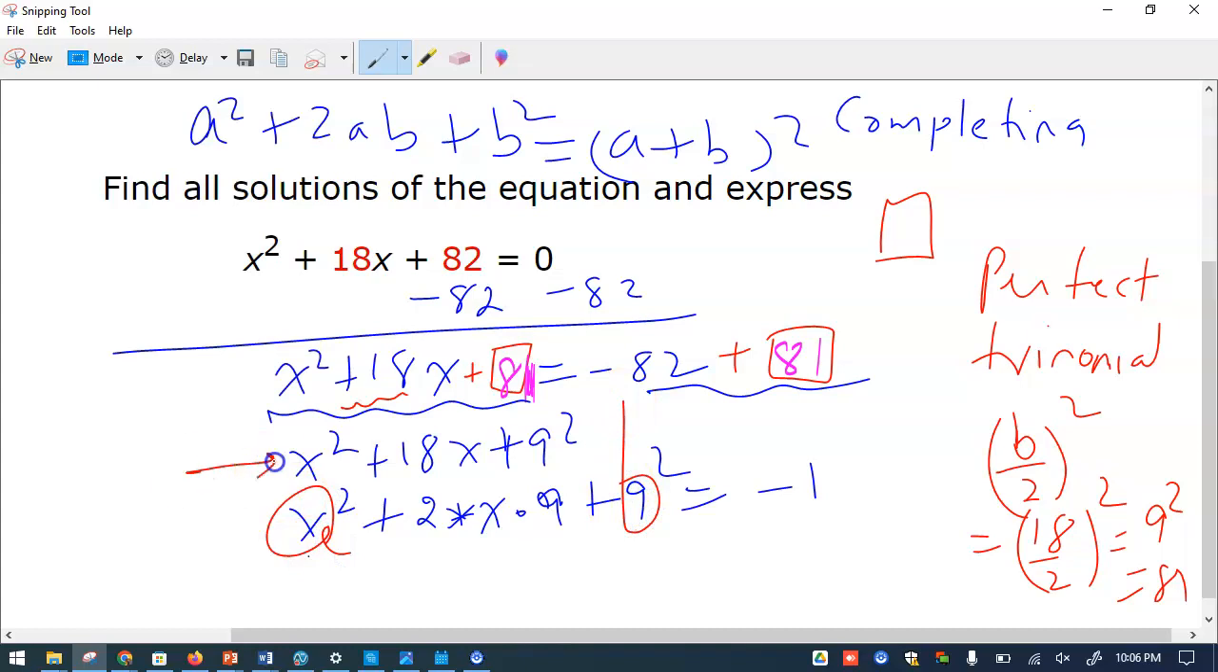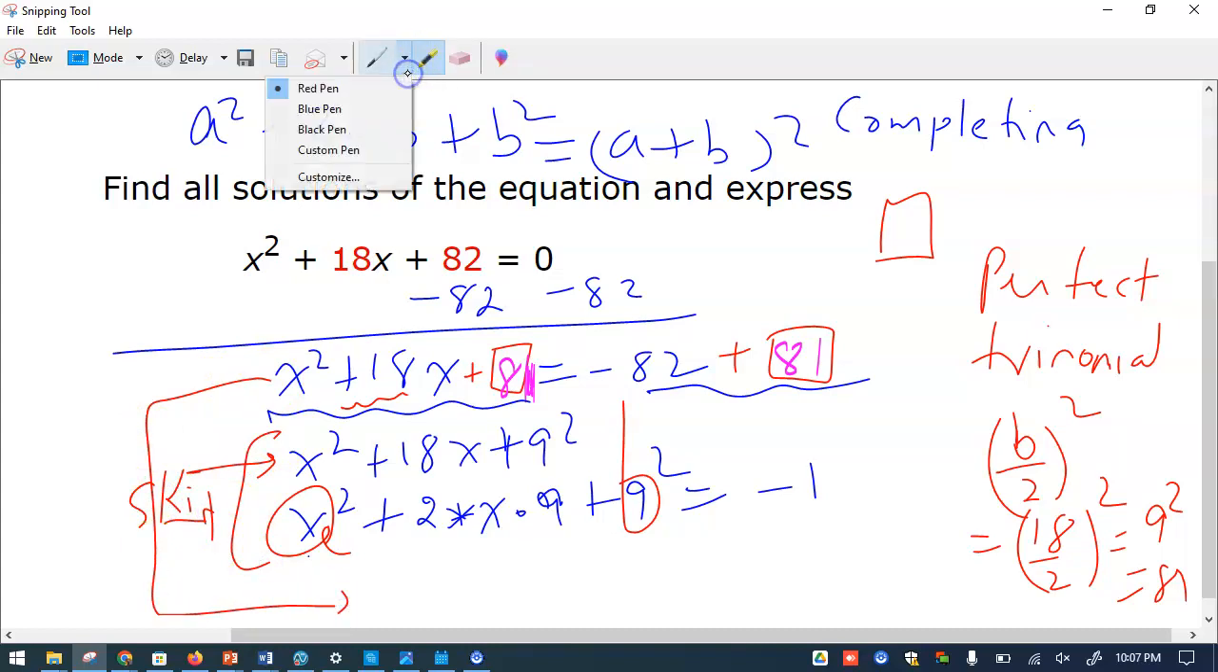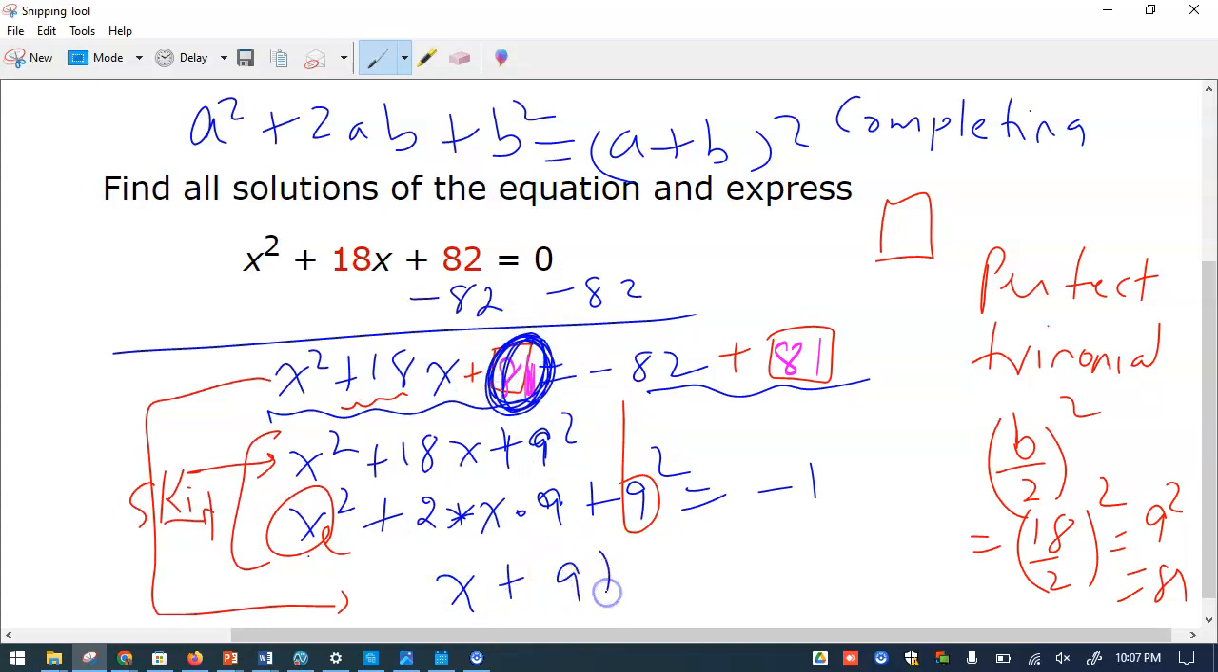This step is not needed. We could just skip these steps and write directly from here and say, hey, come on, we are college bound students, why do you even care about that? You just say a is x, and this is 9 because you put 81, which is 9. So x plus 9, the whole squared, is minus 1.